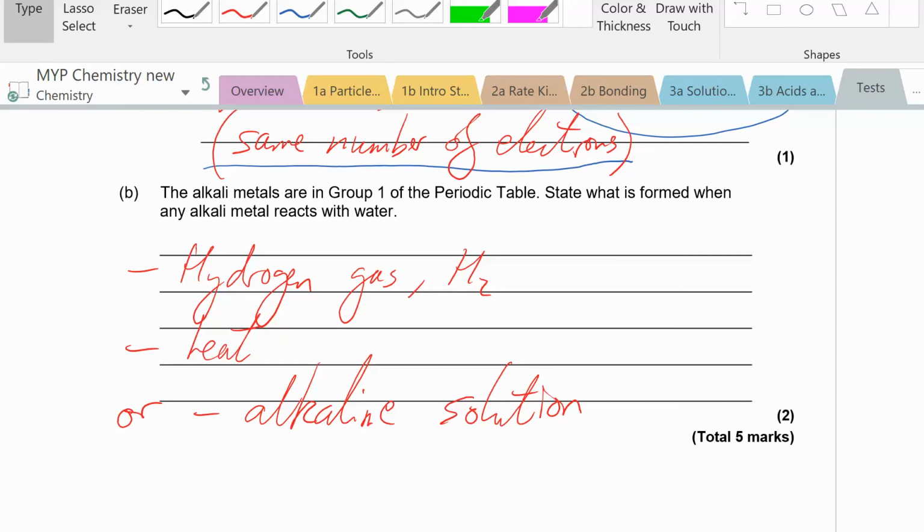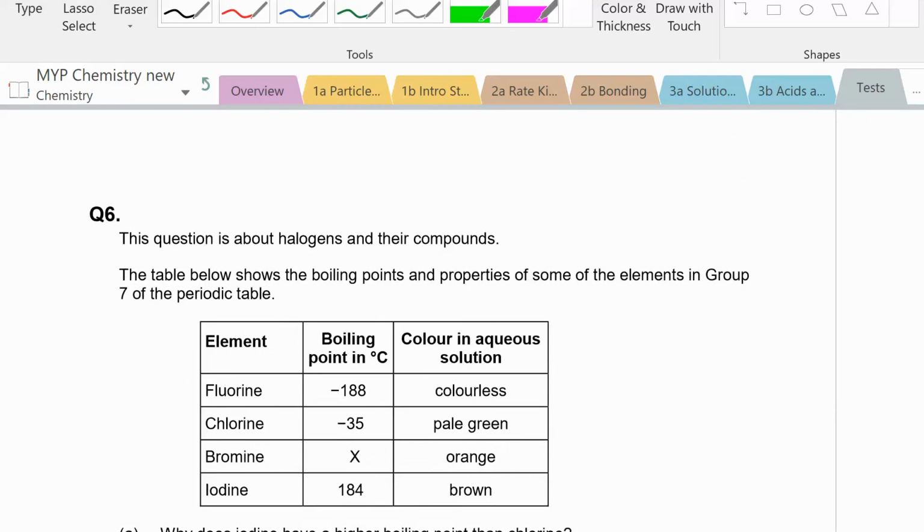Next question. The alkali metals in group 1 of the periodic table: state what is formed when any alkali metal reacts with water. You are going to form hydrogen gas and heat, and you only needed 2 of these, so you could have also put they form an alkaline solution. So hydrogen gas or heat or alkaline solution, and you needed 2 of them to get the 2 marks. If you put all 3, you still only get 2 marks.